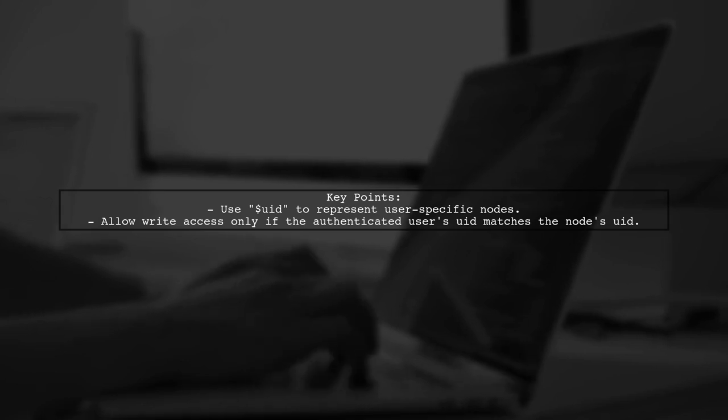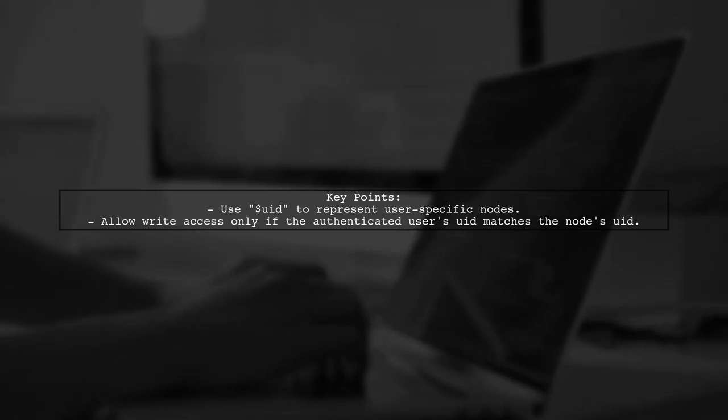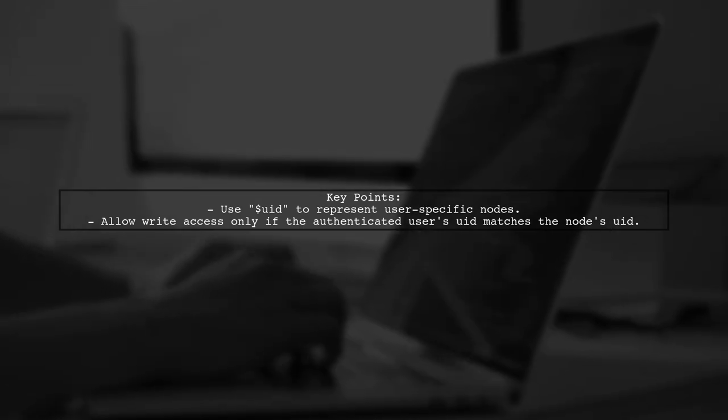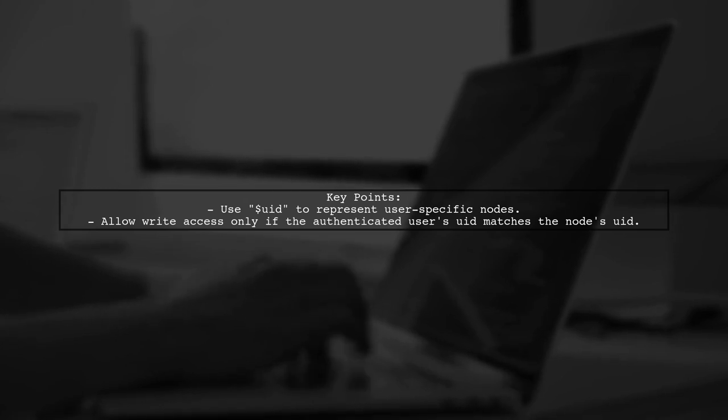In this structure, the dollar sign before UID indicates a variable. This means that the rule applies to each child node under users, allowing only the authenticated user to write to their specific node.